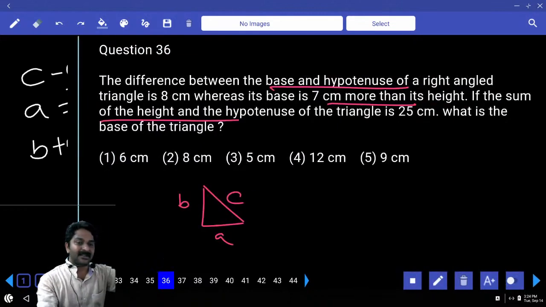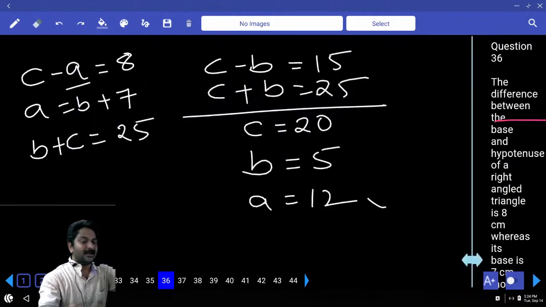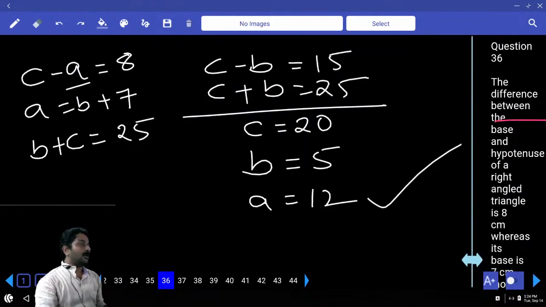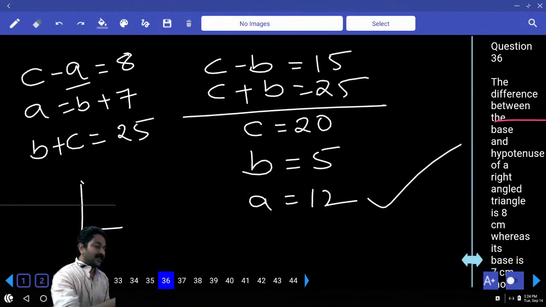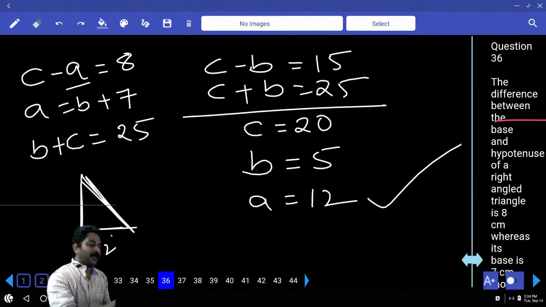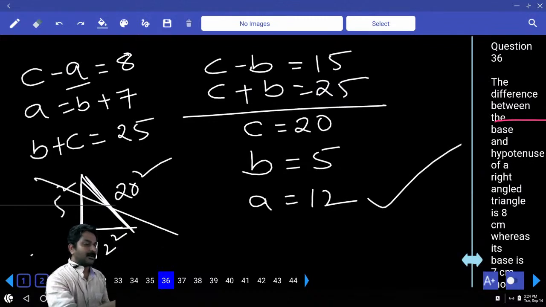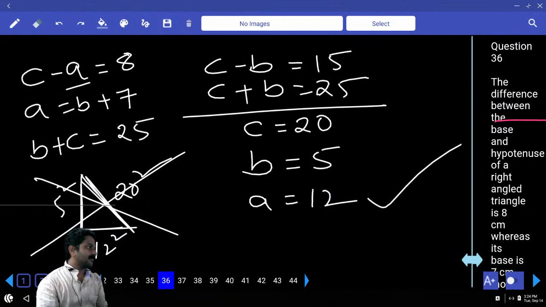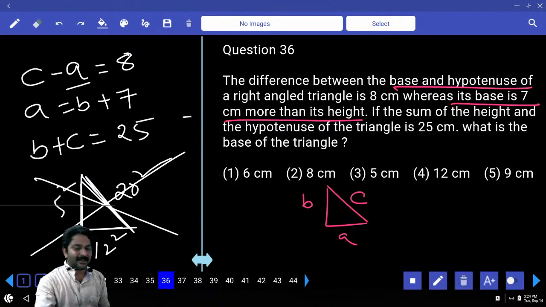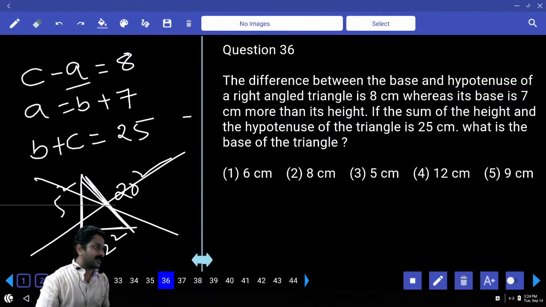And what is your question? Find the base of the triangle. Base of the triangle is A. A is equal to 12. Don't go into technicalities. Technicalities in the sense, in a right angle triangle, opposite side square plus adjacent side square must be equal to hypotenuse square. And if you start verifying, 12 square plus 5 square will never be equal to 20 square. Don't go into technicalities. Is this clear? They just gave you data, and using the data we got the answer as 12, and that's our final answer. That's all.